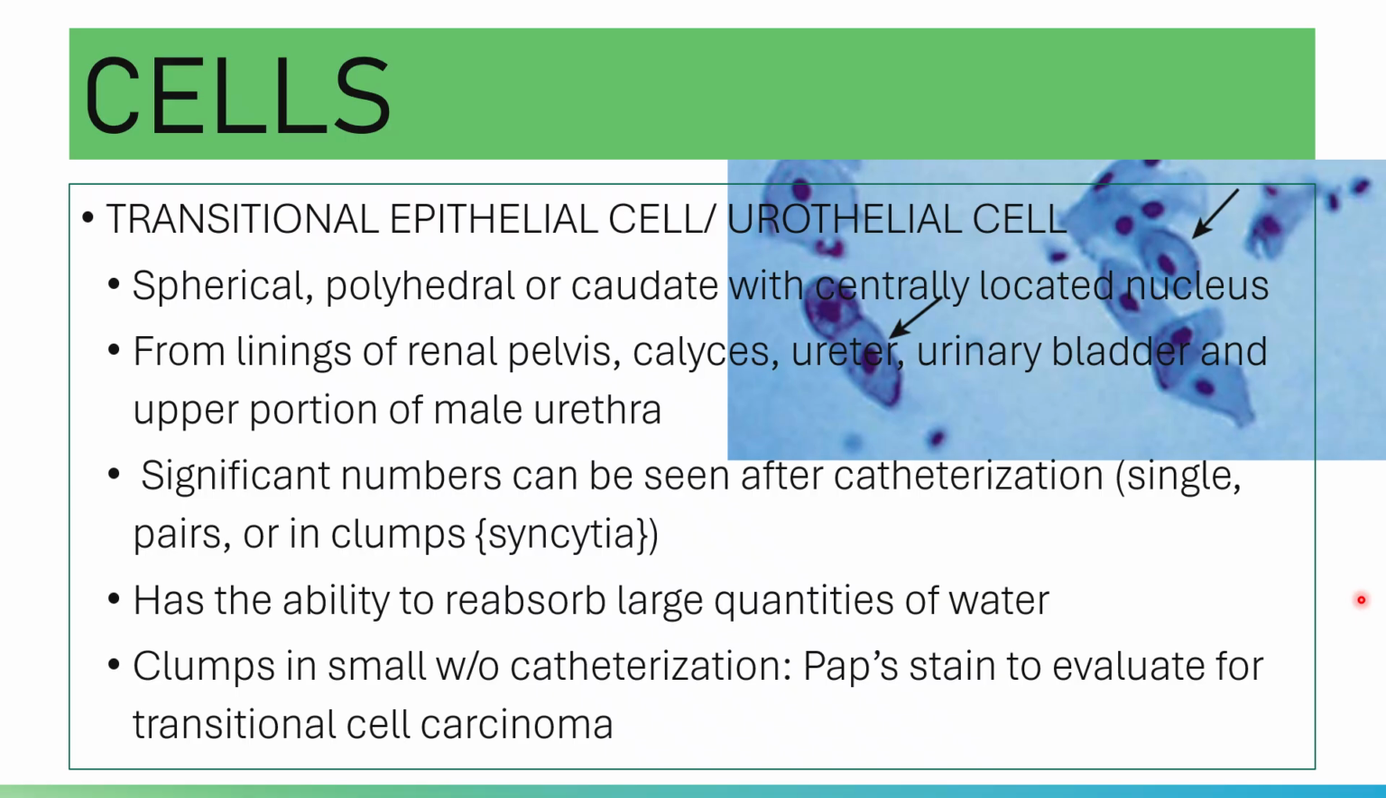Should be evaluated for transitional cell carcinoma accordingly. An increase in transitional epithelial cells exhibiting an abnormal morphology may be indicative of malignancy or viral infection.